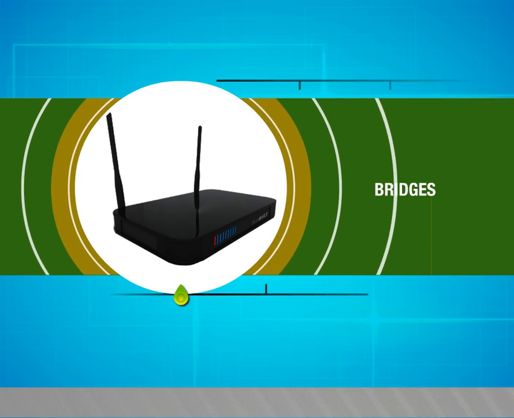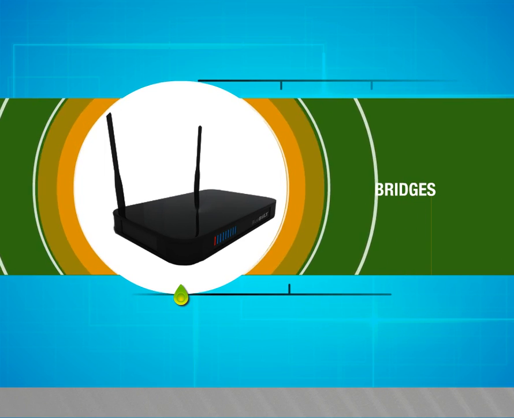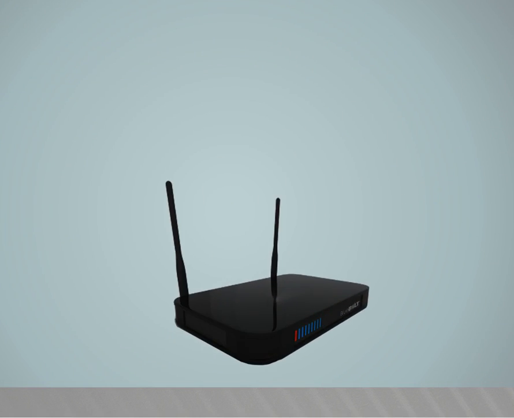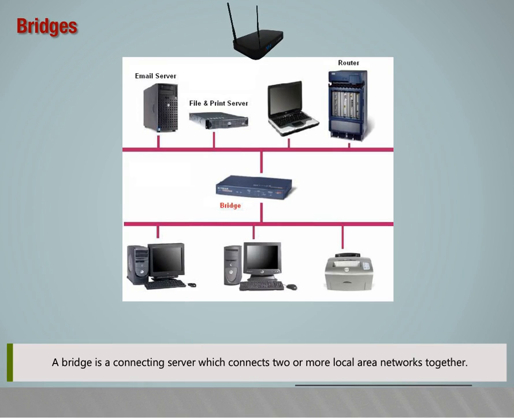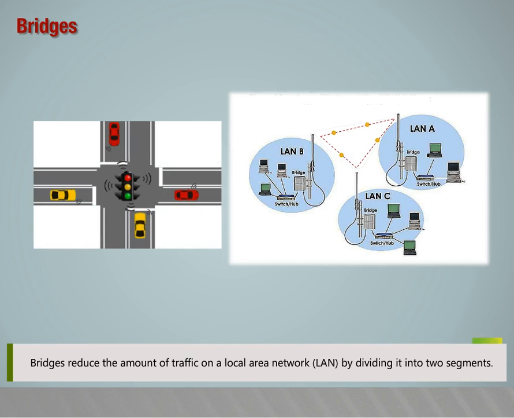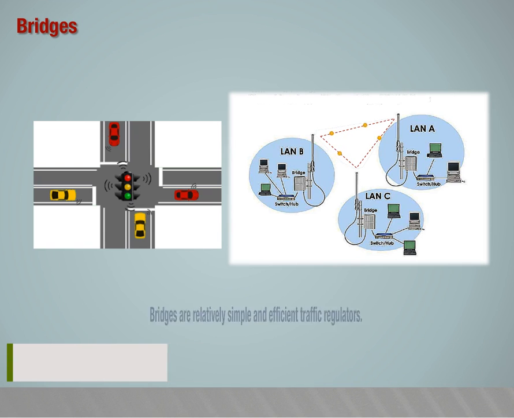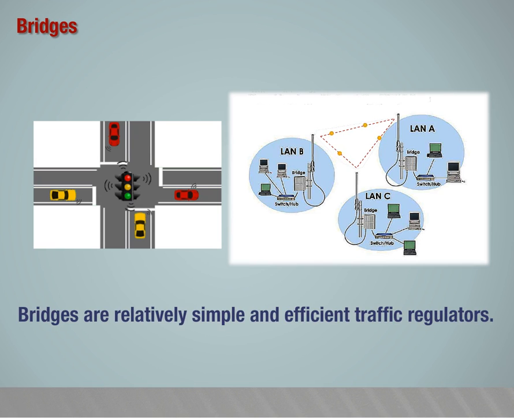Bridges. In this video, we are going to learn about bridges. A bridge is a connecting device which connects two or more local area networks together. Bridges reduce the amount of traffic on a local area network, LAN, by dividing it into two segments. Bridges are relatively simple and efficient traffic regulators.